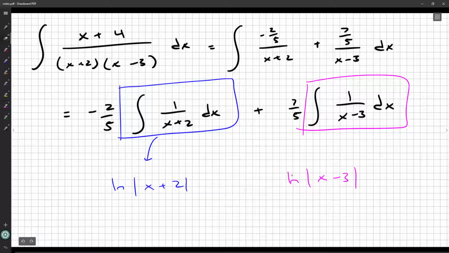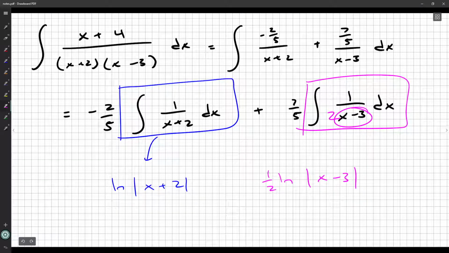Do be careful. It's not just ln of whatever's down here, because if it was 2x minus 3, you'd need a 1/2. So if you're at all worried about something like that, always do the substitution. You just let u equal whatever the denominator is. Okay, but continuing on, minus 2/5 plus 7/5 there.